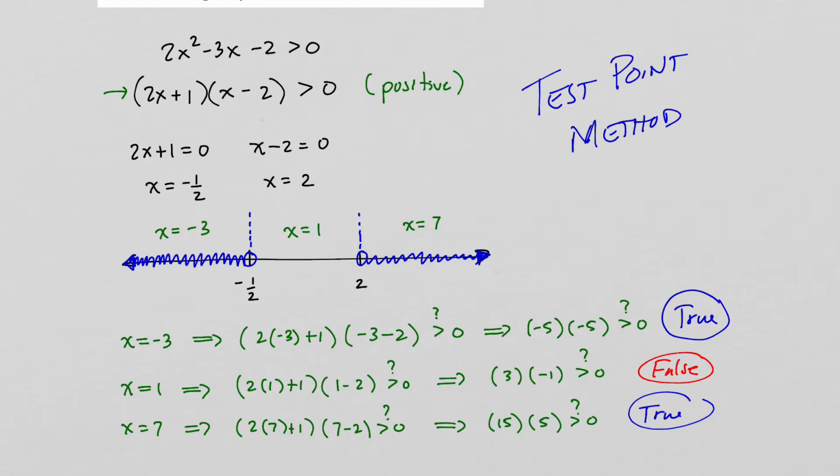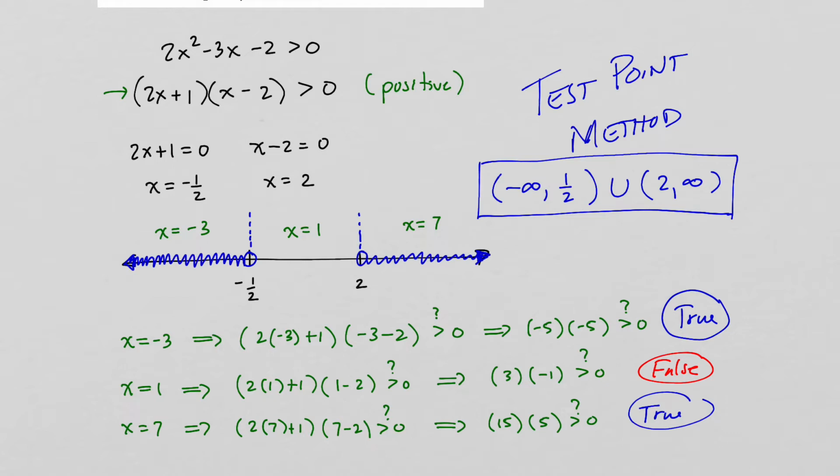So what's our answer? Well, it is all the numbers to the left of negative 1/2 or all the numbers to the right of positive 2. And so our solution here will be all the numbers from negative infinity up to negative 1/2 union all the numbers from 2 to infinity.